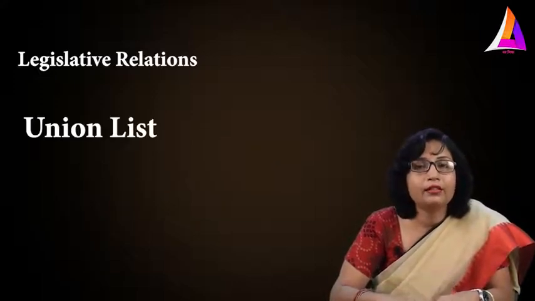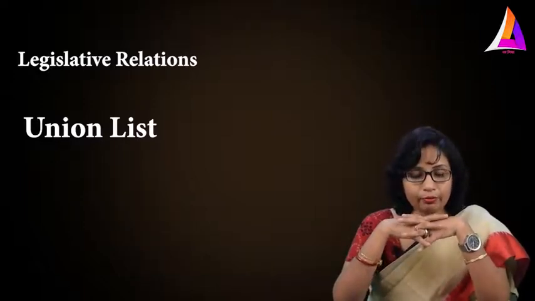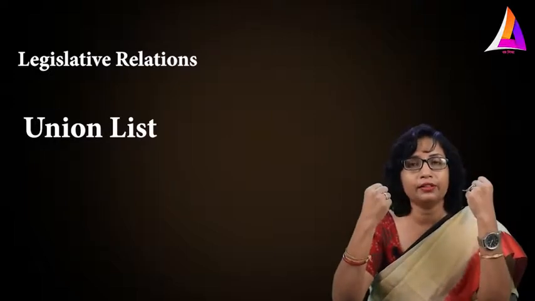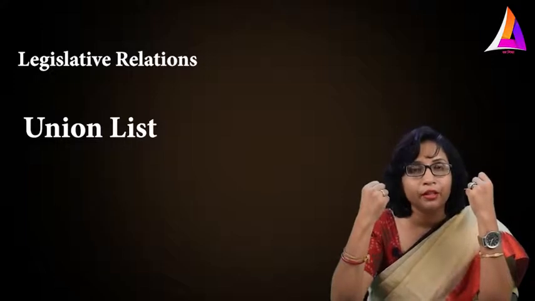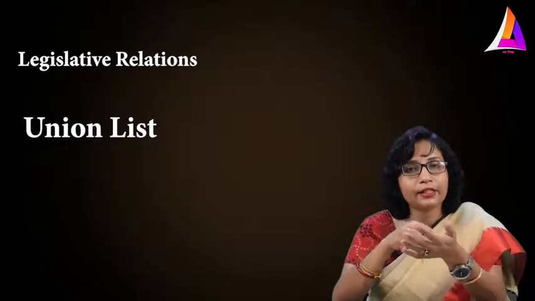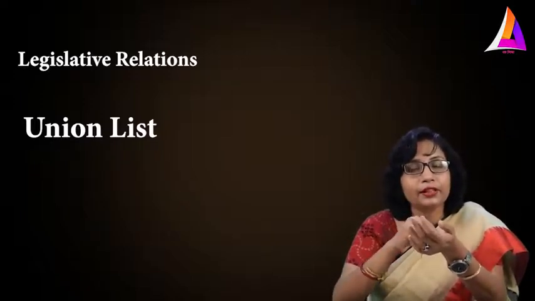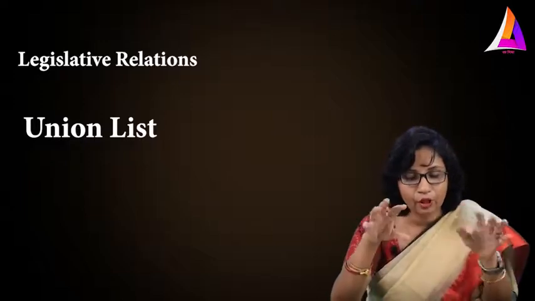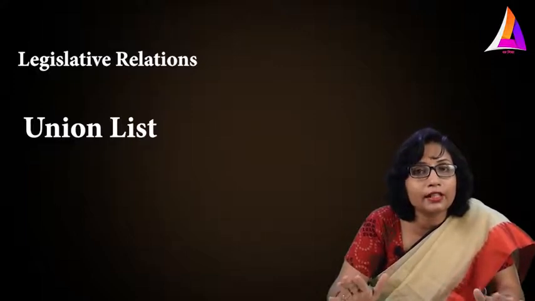First I am going to start with list 1, that is the union list. List 1 or the union list includes 99 subjects, over which the union government, the central government, has the exclusive power to legislate. You have to understand very clearly that over these 99 subjects, the union government has the power to take decisions, to make laws, everything. Now the obvious question: what are these 99 subjects?